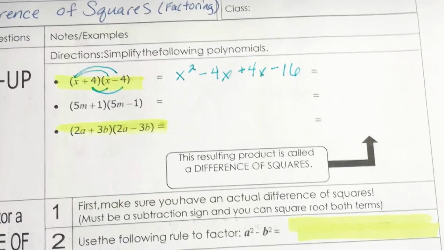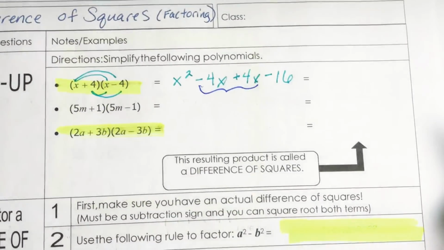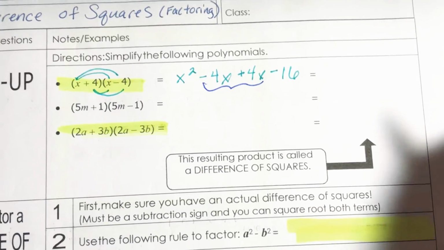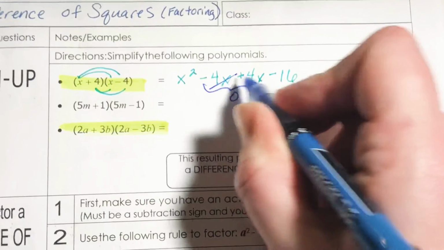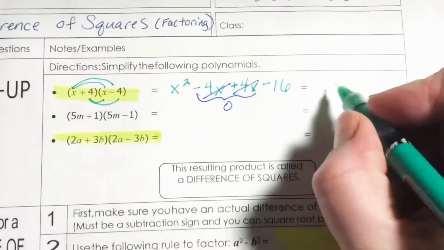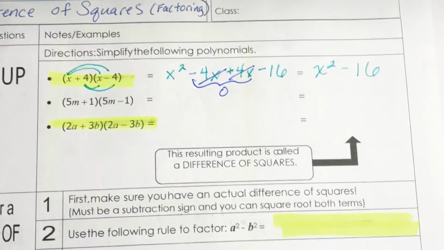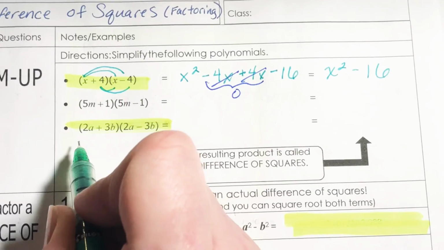Okay, but now that we have multiplied, we have to combine like terms. Like terms I have are minus 4x plus 4x, but what's going to happen when I combine those? Well, those are going to cancel out. Negative 4x plus 4x is just 0, so those cancel, and what I'm left with is x squared minus 16. Okay, we can do the same thing with the third example.